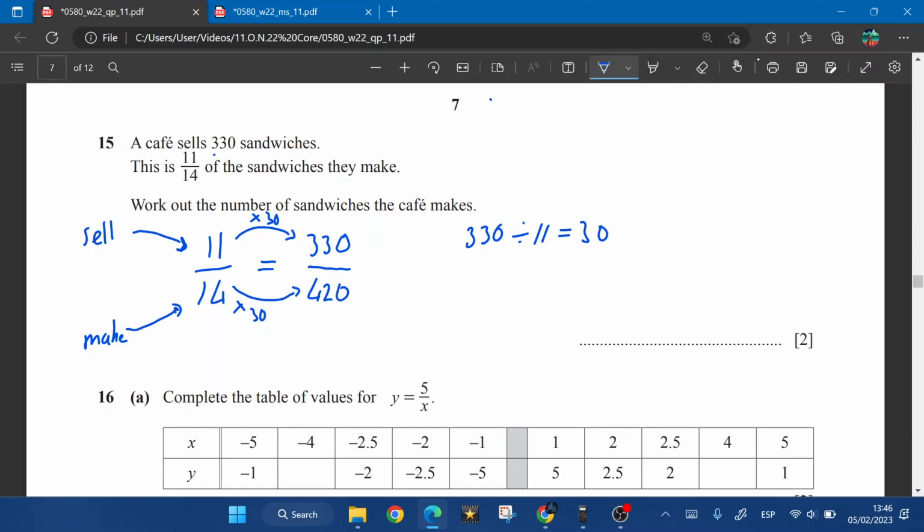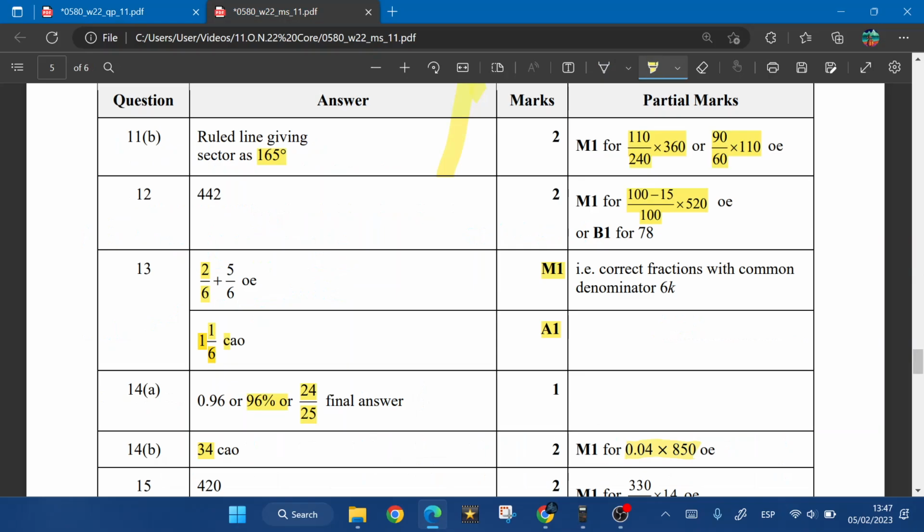So that's actually worse. They make 420 sandwiches and only sell 330. So there's 90 sandwiches they don't sell. I don't know what happens to them. Definitely the boss can't eat that many. Okay, maybe the workers steal them or they just go down the bin. Anyway, 420 sandwiches is what we're going for here.